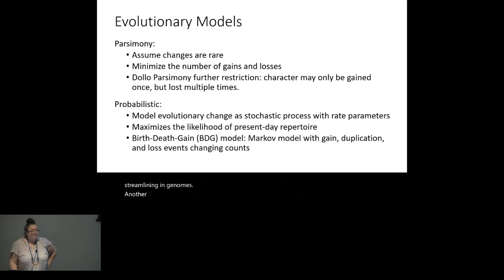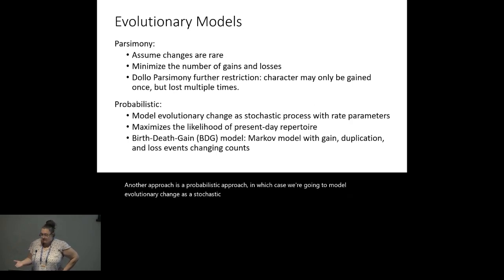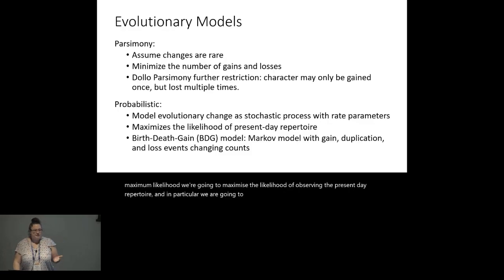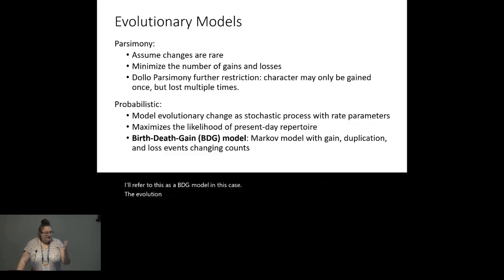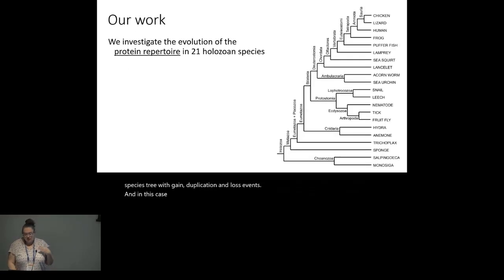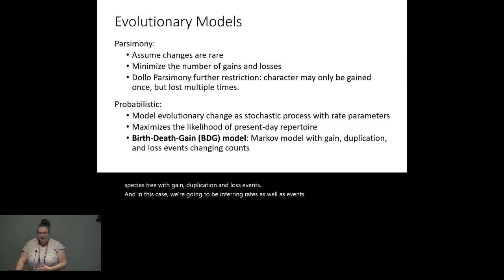Another approach is a probabilistic approach, in which case we're going to model evolutionary change as a stochastic process with rate parameters. And in the case of maximum likelihood, we're going to maximize the likelihood of observing the present day repertoire. In particular, we are going to look in this study at a birth-death gain model. I'll refer to this as a BDG model. In this case, the evolution of character states are modeled using a Markov model on each branch of the species tree with gain, duplication, and loss events. And we're going to be inferring rates as well as events and ancestral states.